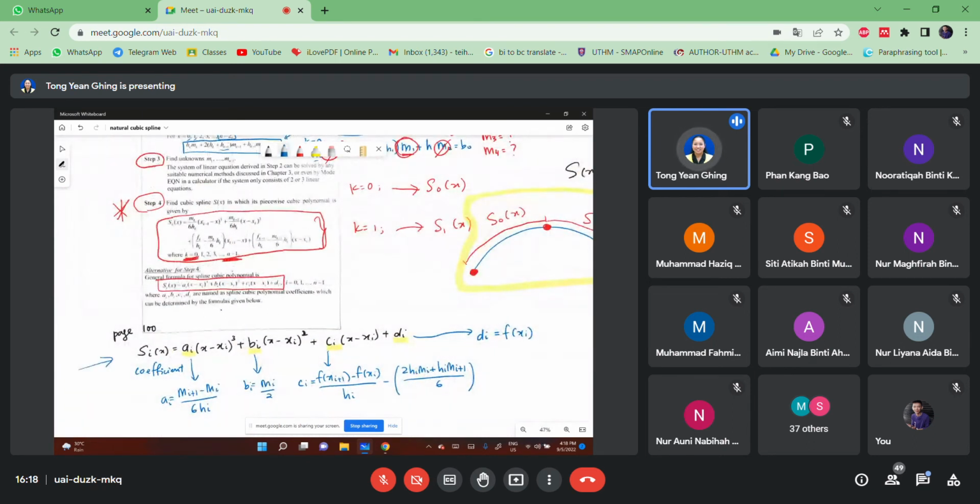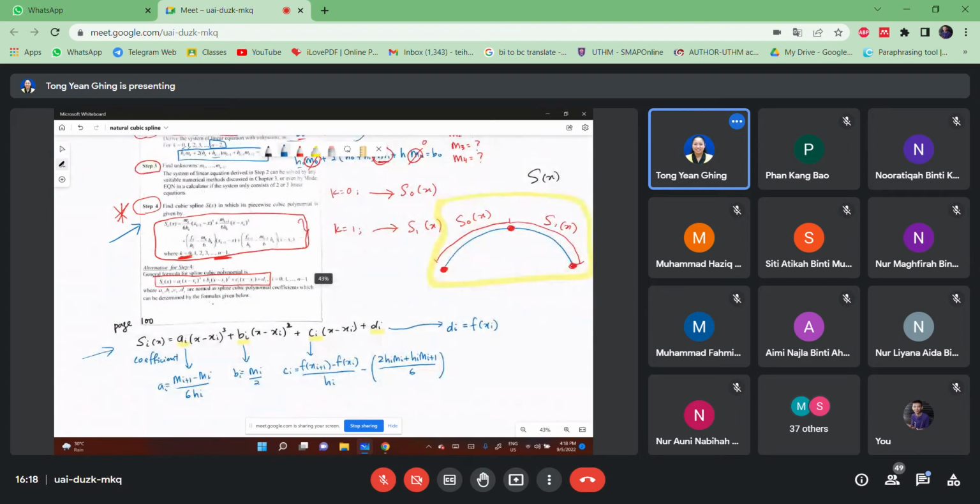For sure, this one will be shorter, the solutions. But then I would recommend you use this step better. Okay, now before we go to the example, do you have any question on this one?